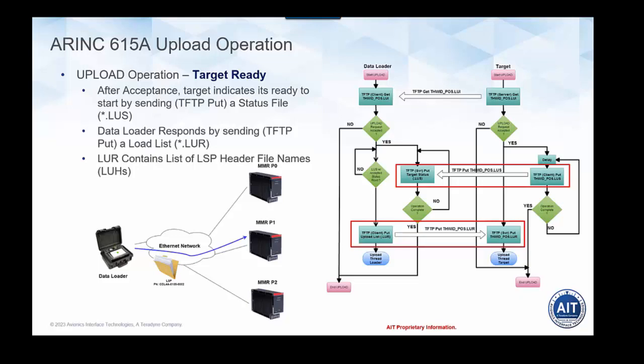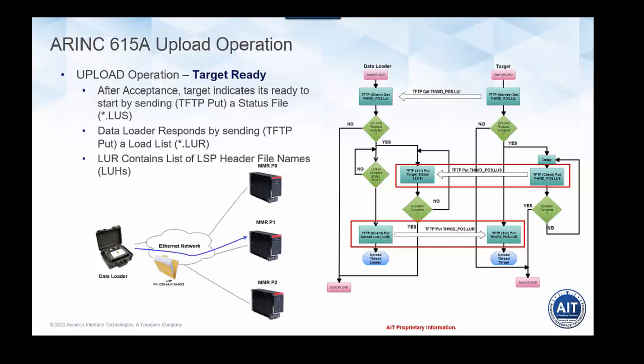After the data loader receives an LUI file from the target indicating that it accepts the operation, the target will confirm that it's ready to start the operation by sending a status file, a file with a .lus extension. So it'll do a put request to the data loader with that LUS file. That LUS file format is also specified in ARINC 615A, and it has specific fields that the target system uses to indicate to the data loader that it's ready for the operation.